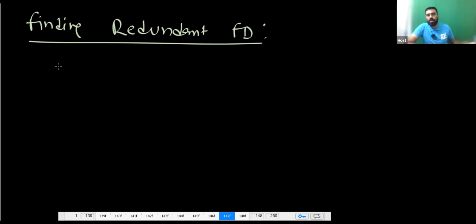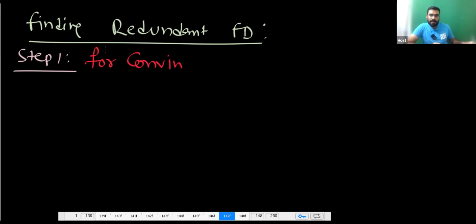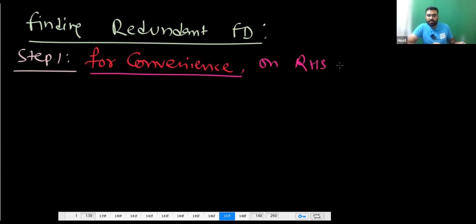So first of all, what is your first step? Always keep a single attribute on the RHS. This is your step one. Why is this step one? It is only for convenience, so that you don't make mistakes. For convenience, on the RHS, keep a single attribute.